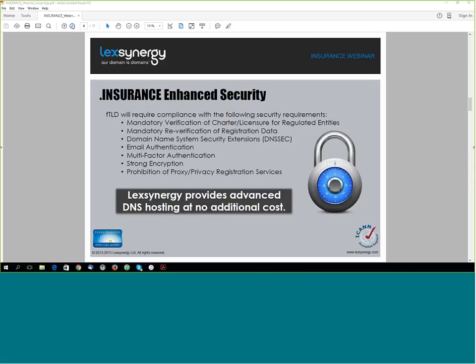Strong encryption practices are to ensure that the integrity of communications that pass over the internet are safe, and we do mandate that at a certain level.